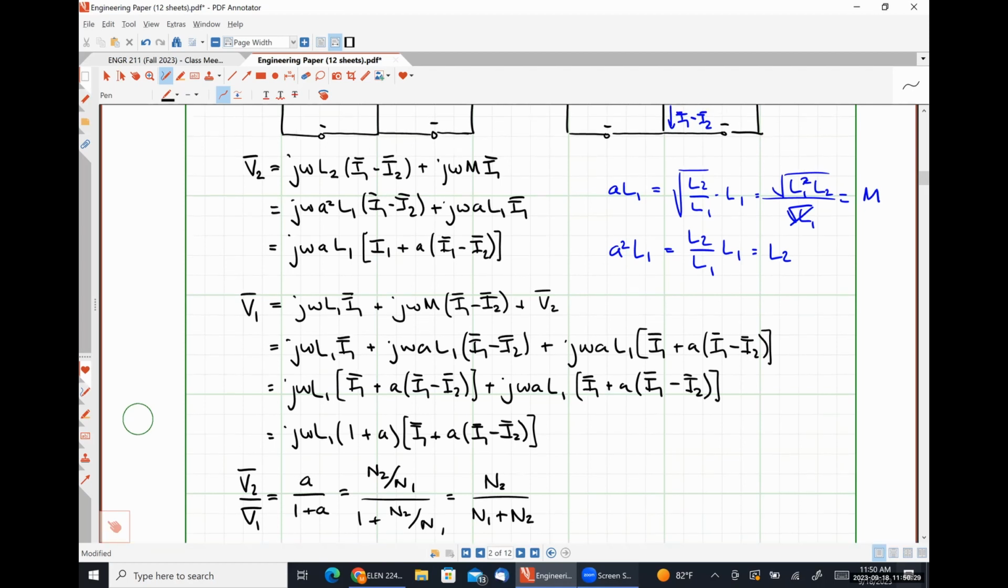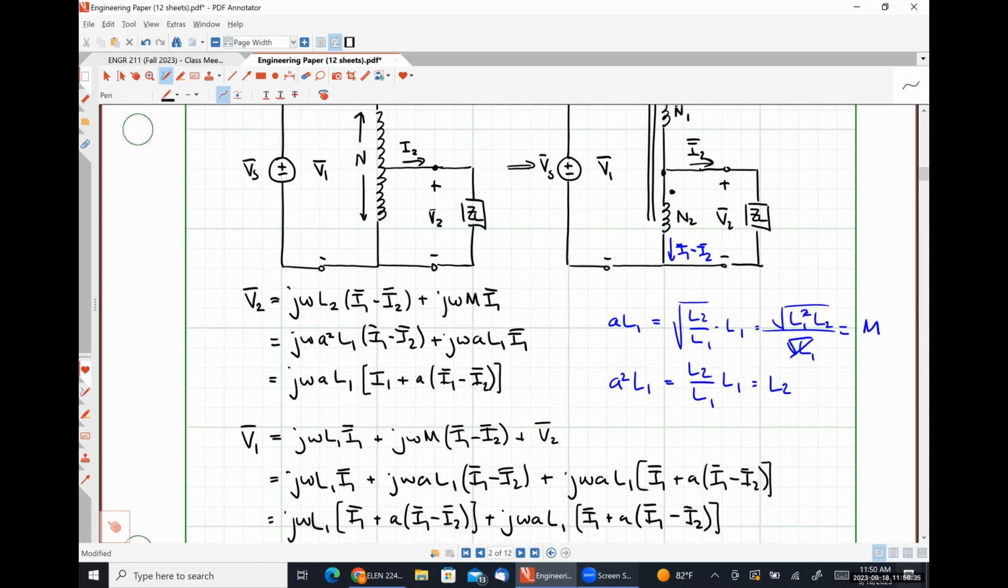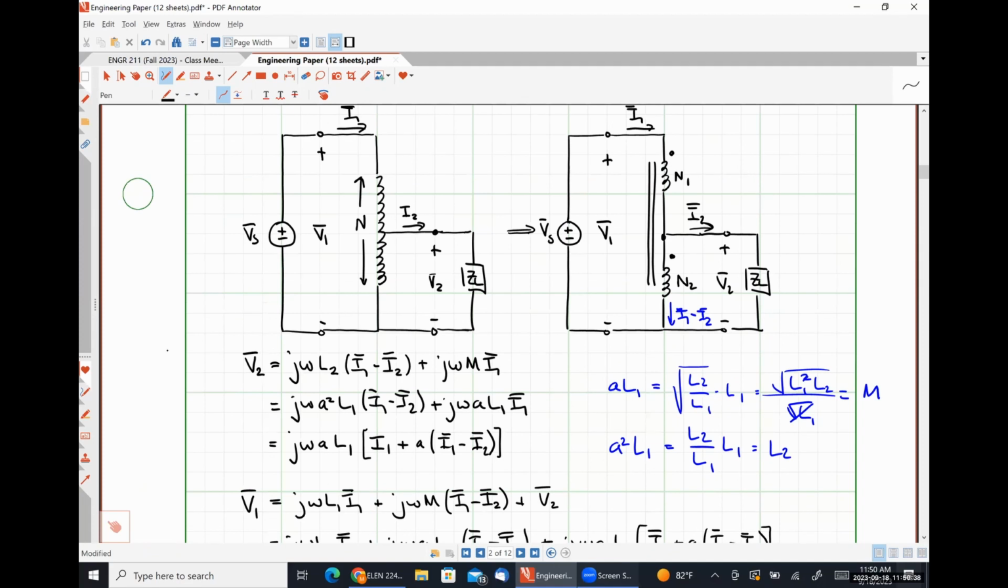Why is this interesting? I know that's an odd question. Yeah, so N2 is the number of turns on the secondary side of this thing. N1 plus N2 is the total number of turns on the primary side of this thing. So it's still just the number of turns on the secondary divided by the total number of turns on the primary. It behaves exactly the same as a simple ideal transformer, as we would expect.